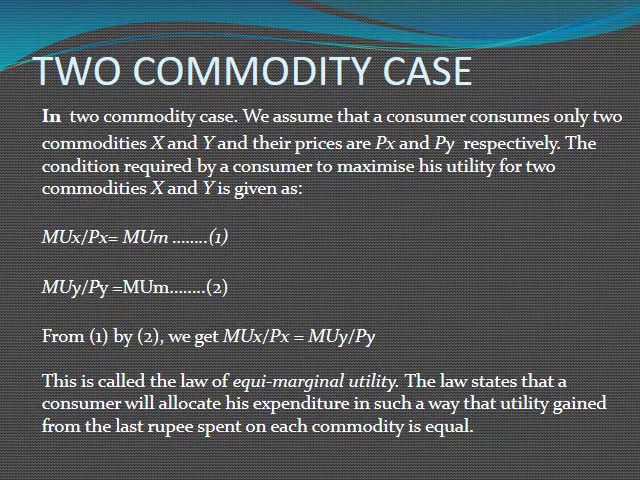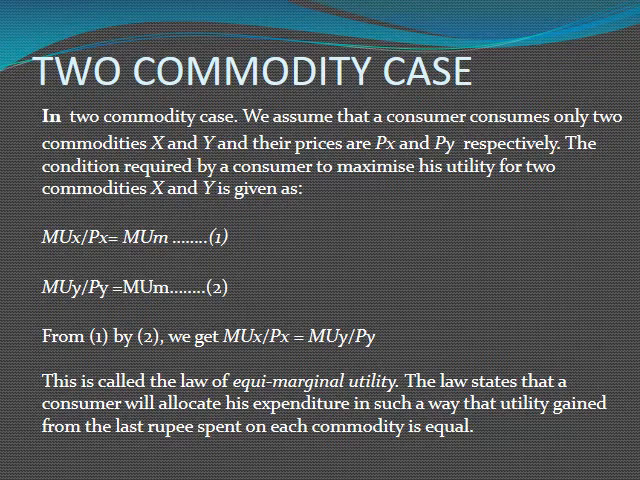Why is this called the law of equimarginal utility? Because this states that a consumer will allocate his expenditure in such a way that the utility gained from the last rupee spent on each commodity is equal. So a consumer will be in equilibrium when the last rupee spent on either commodity gives the same level of satisfaction. That means the rupee spent on commodity X and the rupee spent on commodity Y yield the same level of satisfaction to a consumer. So that is why this is also known as the law of equimarginal utility.